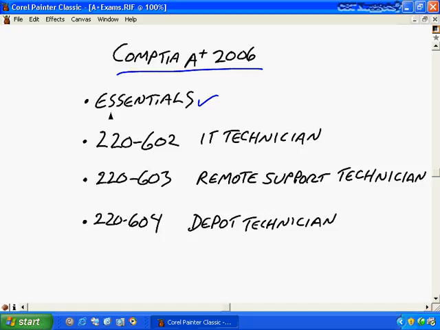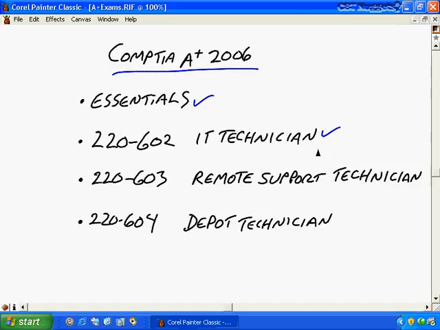And then you couple the passing of that exam with one of these others. Once you couple it with one of these other exams that we'll cover shortly here, then you are officially A+ certified, but you'll be certified in a specific role or a specific area. CompTIA calls these various designations. So if you pass the Essentials plus the 220-602, you'd be officially A+ certified as an IT technician designation.